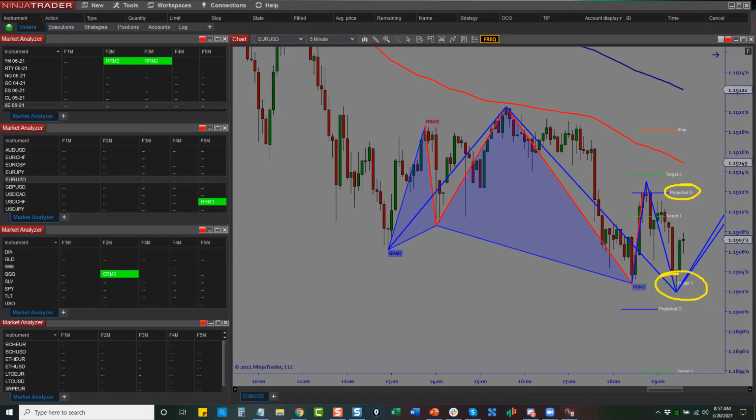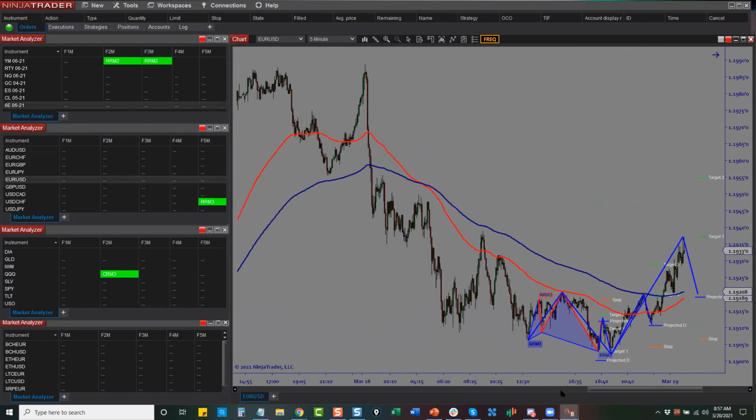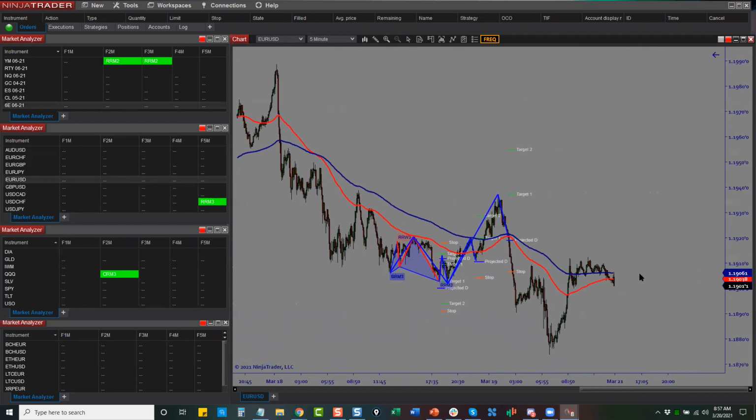Now I have the longs on, I can turn it off, but I just want to show you that it hit the target. Didn't look like it, but it did before it squeezed up. So it hit target on that one. Now I'd only be looking to go short again if I had it.